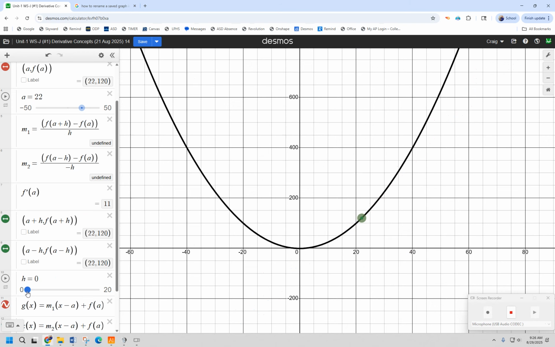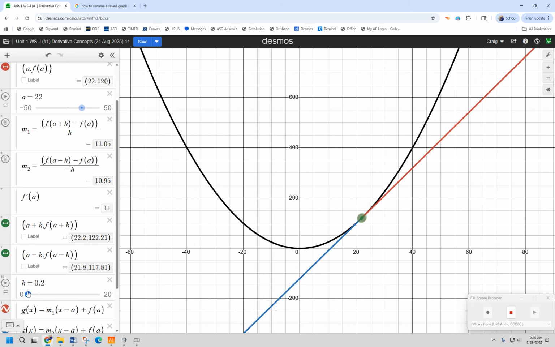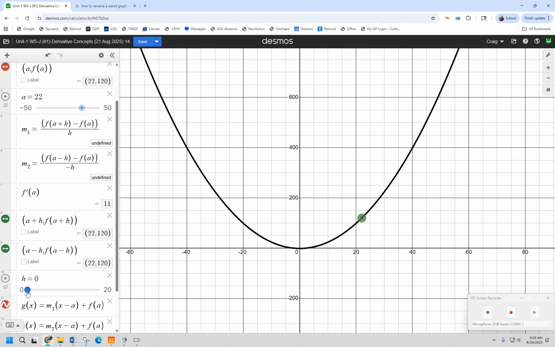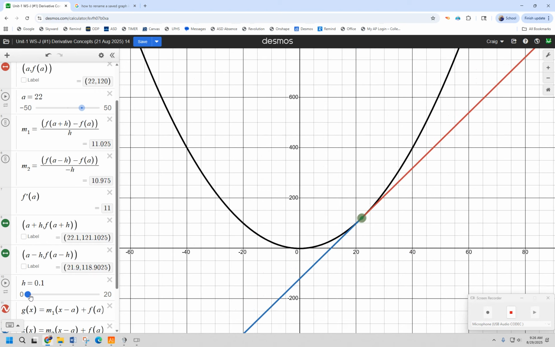Can't get the pen to stop on 0.1. That's pretty good. Try again. Go to the computer. There we go. So here are my 2 slopes, 11 and 10.9. So right between them is 11. That's what we declare the rate of change to be right at that spot. So we talked about that last time, correct?